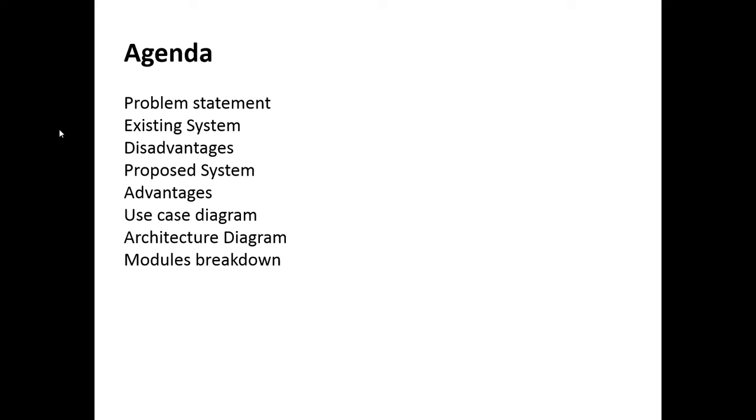Hello everyone. In this video, I am going to walk through the PPT of the project browser JSGuard. Here is the content of the PPT: the problem statement, existing system, disadvantages, proposed system and their advantages, followed by use case diagram, architecture diagram, and then module-wise explanation of the entire project.